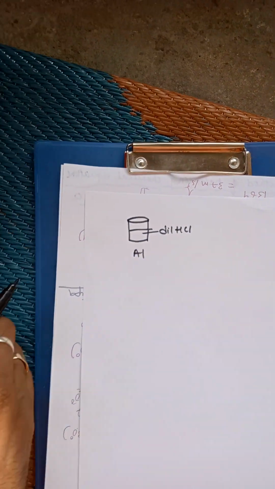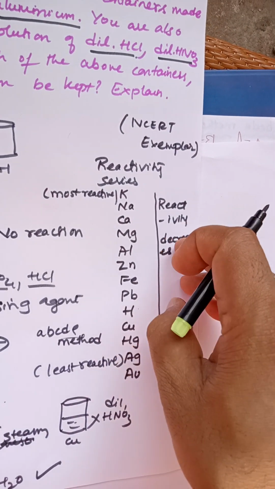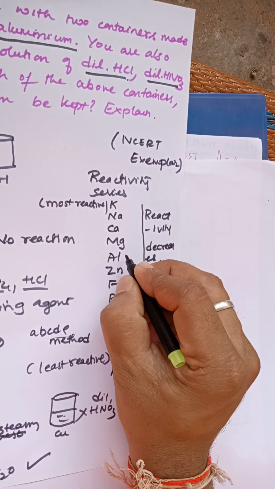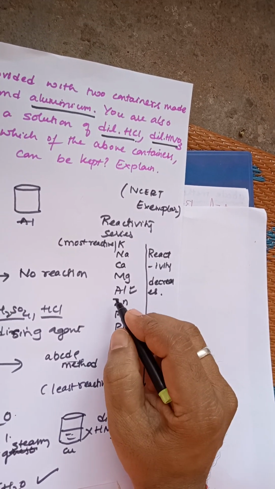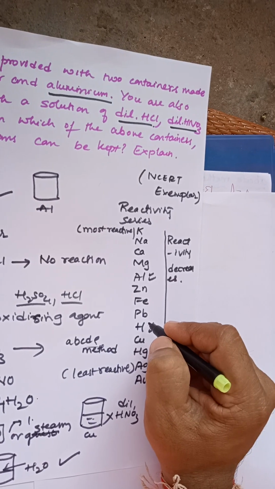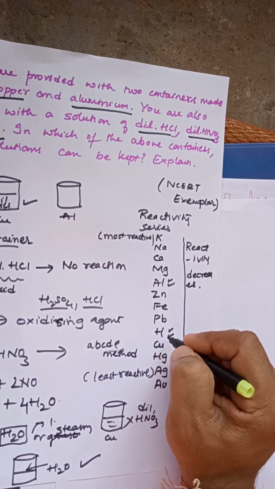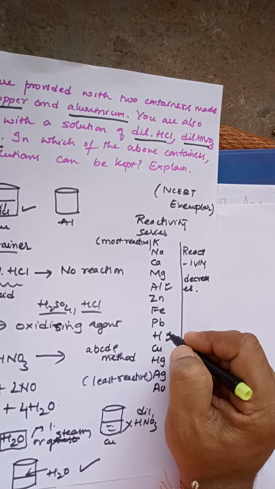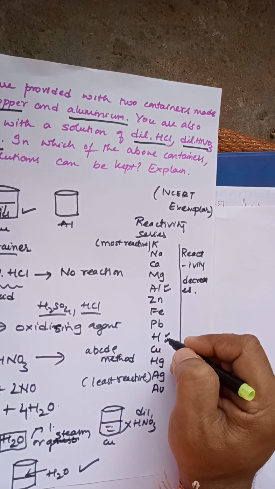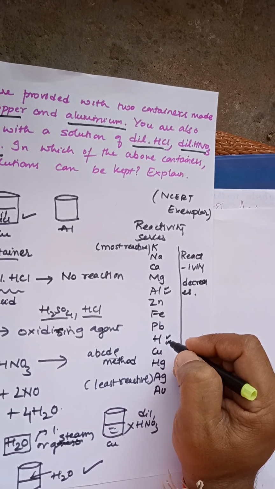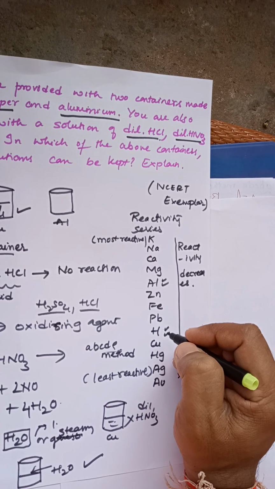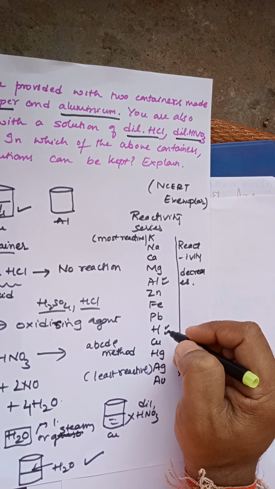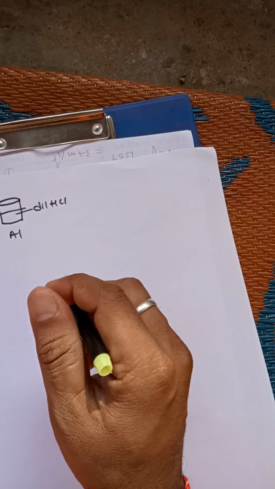Aluminium, again you can look at this reactivity series. Position of aluminium is here, position of hydrogen is here. This implies that aluminium is more reactive than hydrogen. Means aluminium can displace hydrogen from the hydrochloric acid. So there is a chemical reaction that is possible.